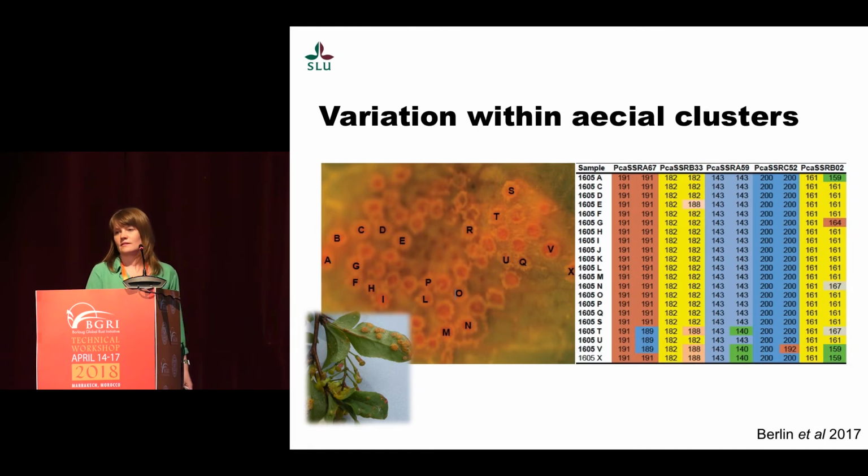letters represent each single aecial cup or aecium, and the group of aecium is aecia. I cut out the single horns, and then we genotyped them using microsatellite markers. As you can see, within one group there is a variation in one of the alleles. So we think that there is one pycnia that is infected by different pycniospores from a different source, and that creates a large diversity already on the barberry bush.